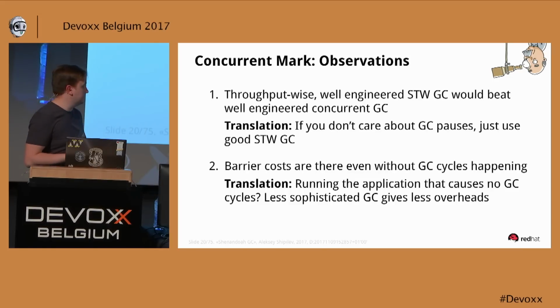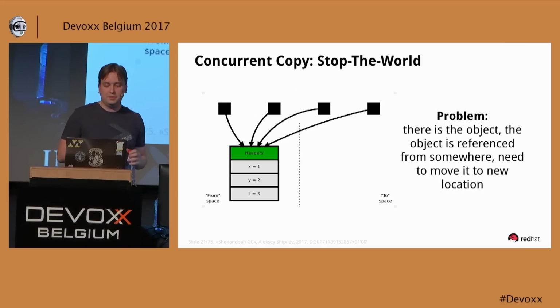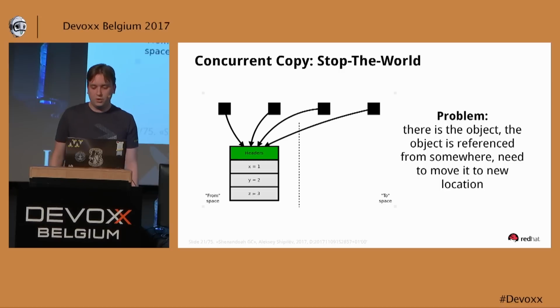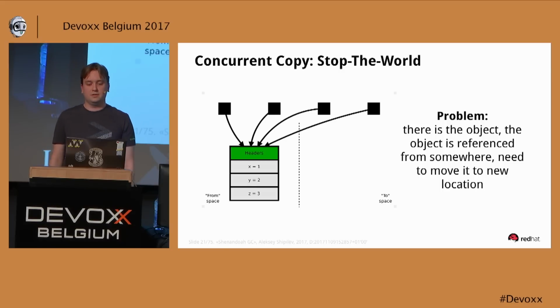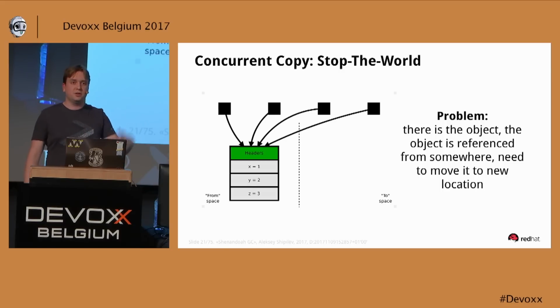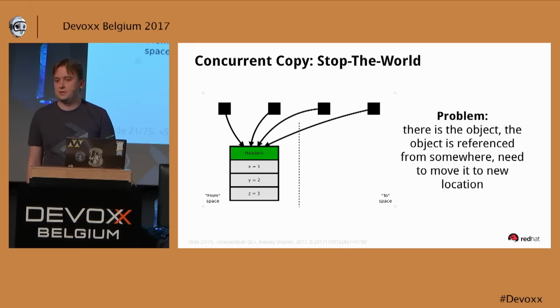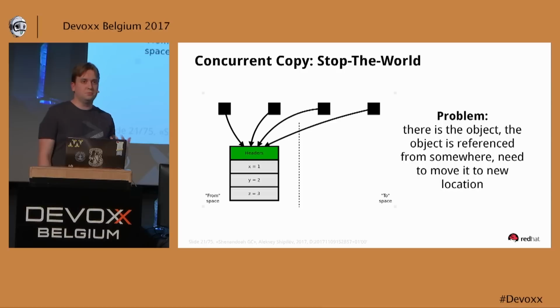So concurrent mark is easy enough. G1 does it, CMS does it, Shenandoah does it. Concurrent copy is not so much. To understand what the problem with concurrent copy is, let's first see what the stop-the-world version of the copy looks like. Suppose you have an object. It has a header, it has 3 fields, it has references from somewhere in the heap, and we need to move it to a new location.